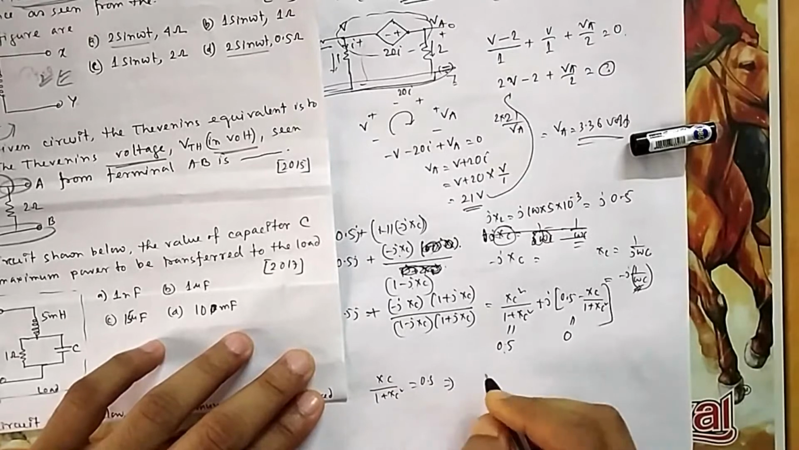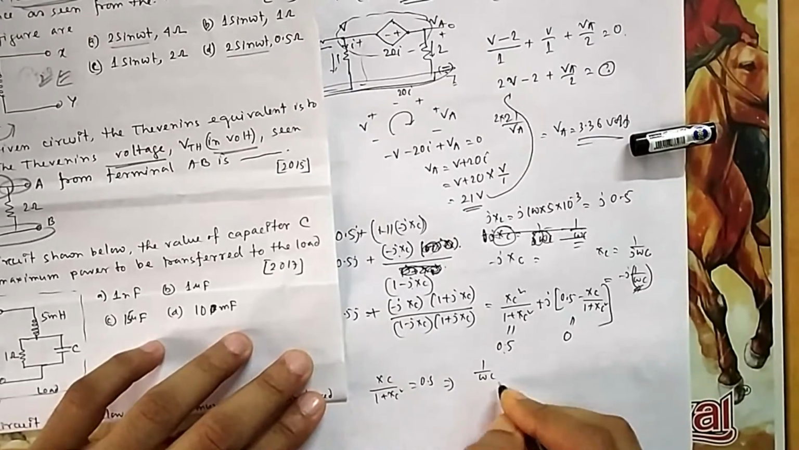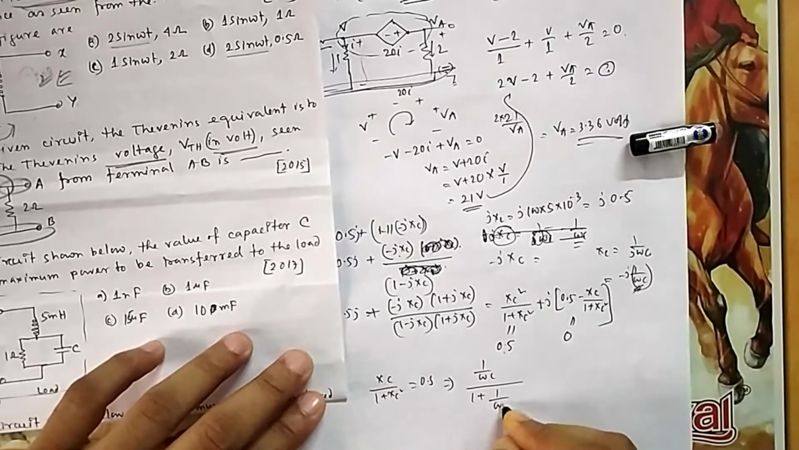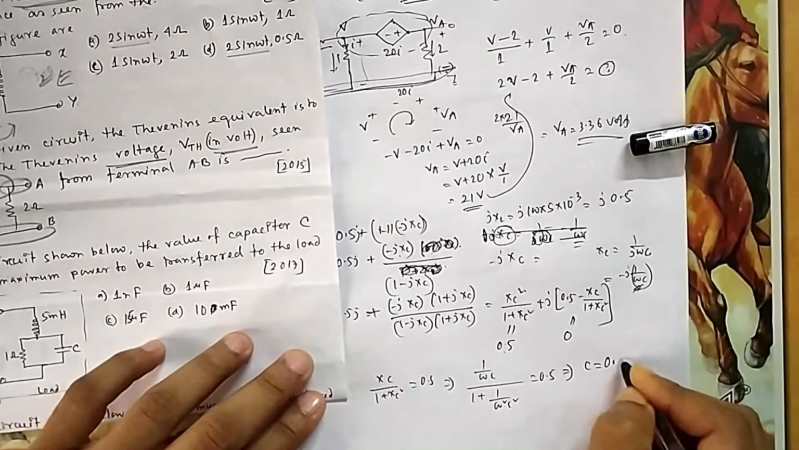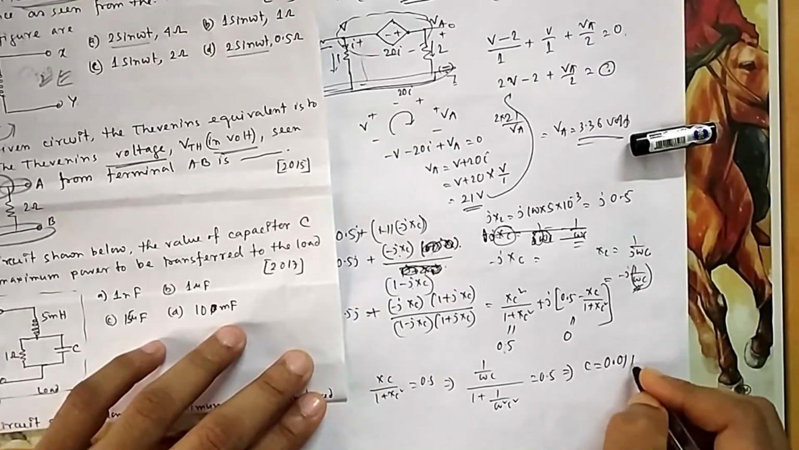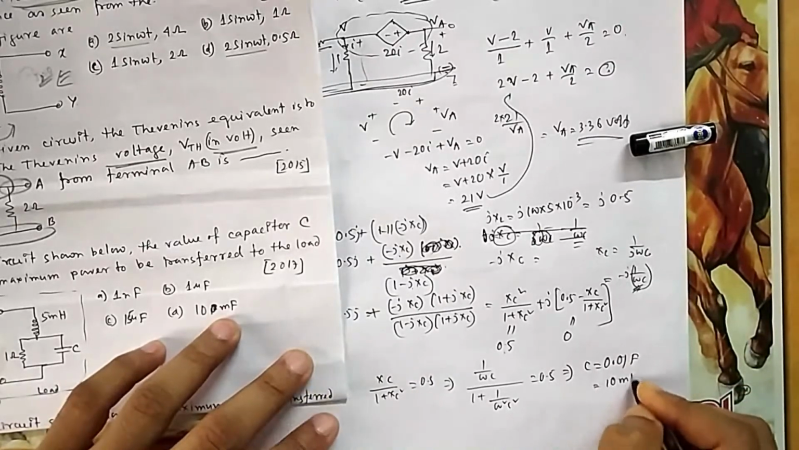So if you solve, x is equal to 1 by omega c, I have considered, and 1 by omega square c square is equal to 0.5. Omega is given as 100. If you calculate, I am not doing it, you can do it again. This is this much farad. That means you can say it is 10 millifarad.